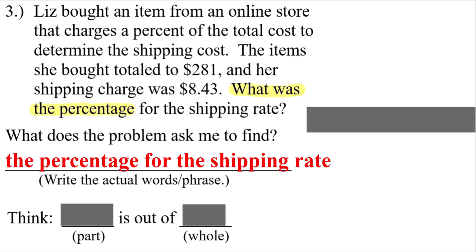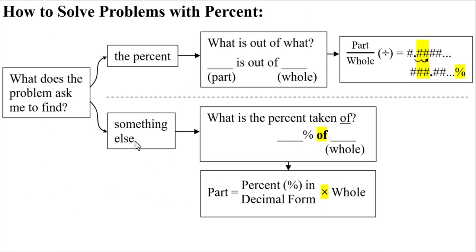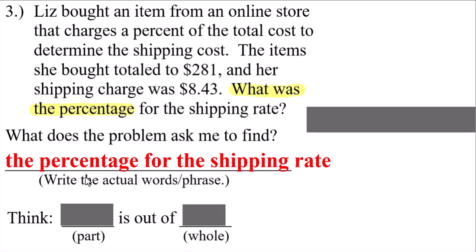Wait a minute. Do we do the same thing when we try to find the percent? If you look back at the flow chart at the very first page, if you're asked to find the percent, then instead of trying to do percent of something, which becomes the percent in decimal form times something, no, you have to just figure out who's the part, who's the whole, and then divide. Oh yeah, like we did on the intro to percent guided notes. So back to where I was. What is out of what? Who's the part? Who's the whole? Is the 281 out of 8.43, or is the 8.43 out of 281?